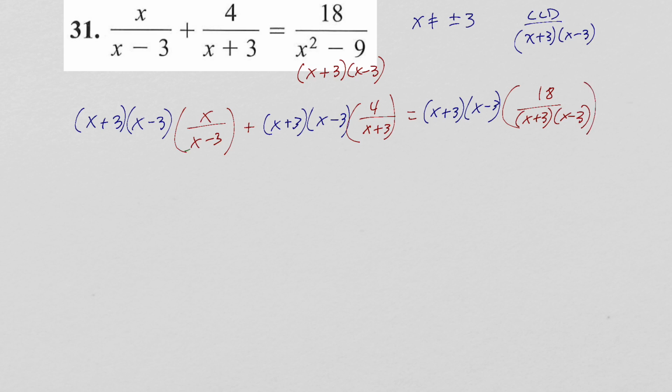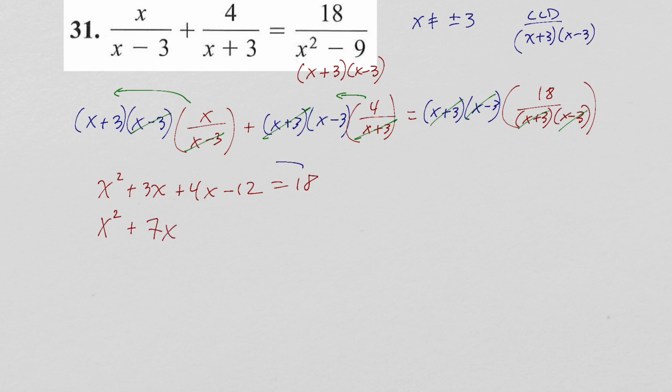So now x minus 3 cancels, and I'll take this x and I'll distribute it through there, and I'll get x squared plus 3x. And then in the second term, I'll cancel there, and I'll take the positive 4 and distribute through there, and I'll get positive 4x minus 12. And then everything cancels here, so we're left with 18. So I have x squared plus 7x. Now I'm going to move this 18 over because I see it's a quadratic and I want to set it equal to 0. So negative 12 minus 18 is negative 30.